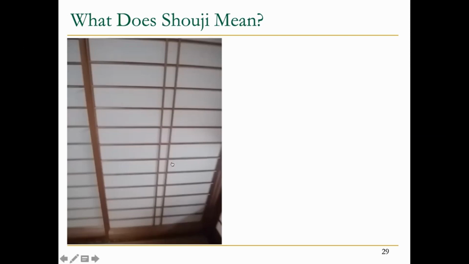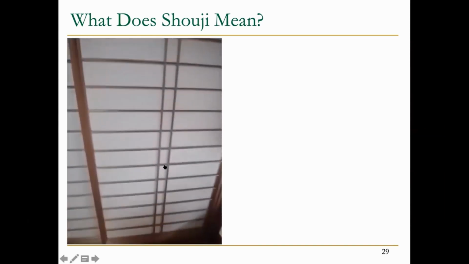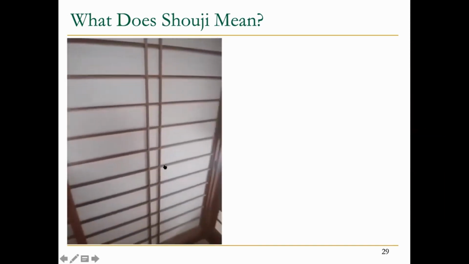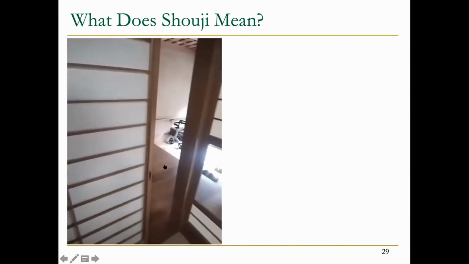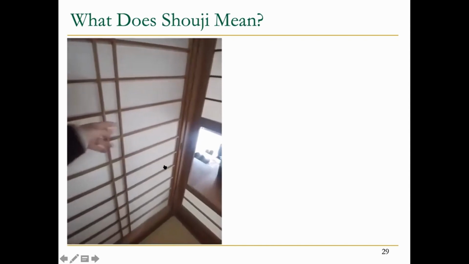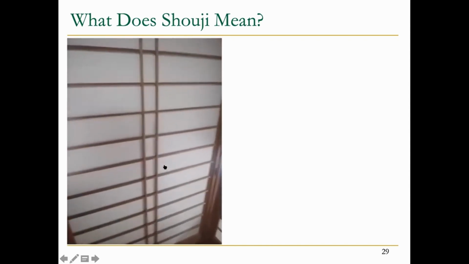So you can see, observe the door now, how it opens. Yeah, that is exactly the sliding window we have. And in Japan, they call this door Shuji. So that's why we call the paper Shuji.